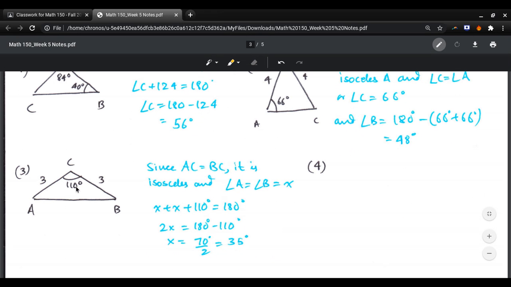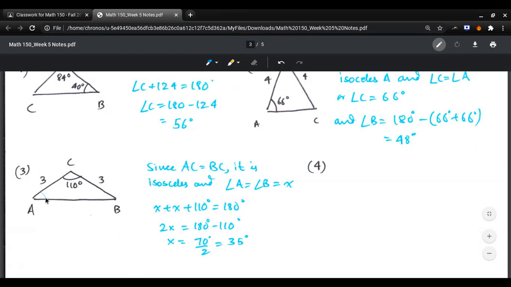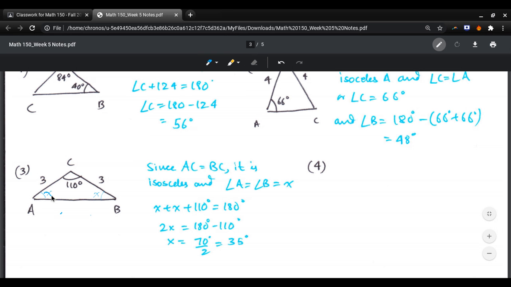Third one, again, it's an isosceles triangle, but in this case, we don't know the unknown angles, but we know they are both equal because AC equals BC. So if I let both these angles be called X, right? That's X and that's an X. Then I get X plus 110 equals 180. So I get 2X equals 70 or X equals 35 degrees.